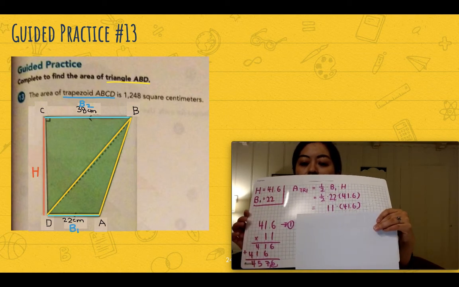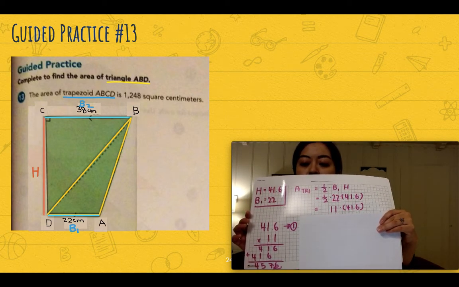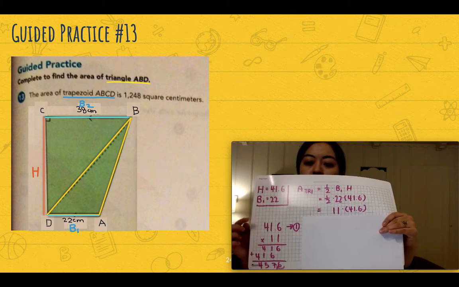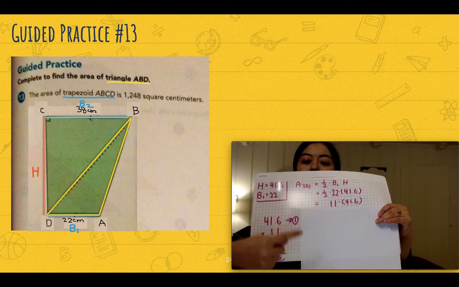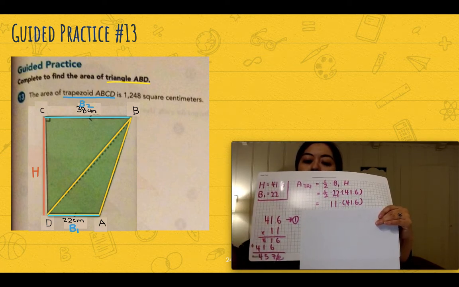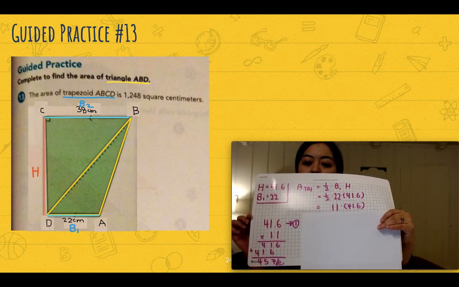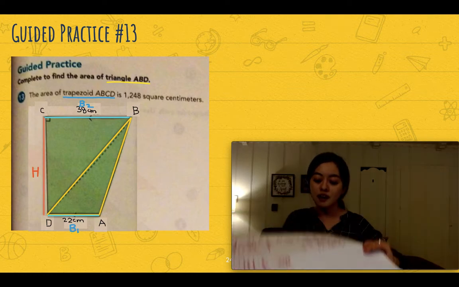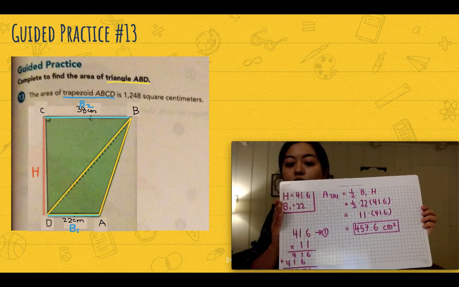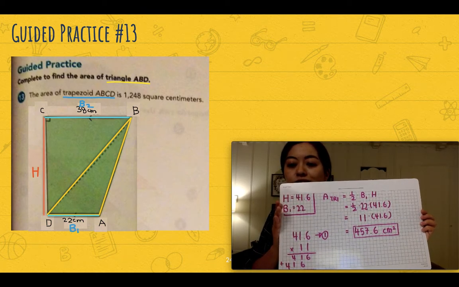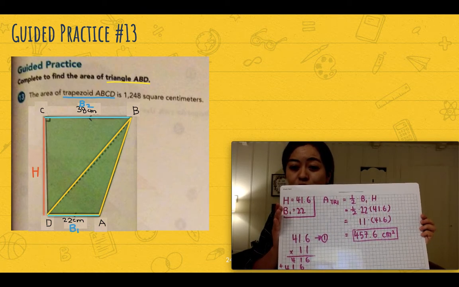So then I have to do 11 times 41.6, and if you want to see how I did it, pause the video and take a look over here to see how I computed 41.6 times 11. And that'll become 457.6 square centimeters.